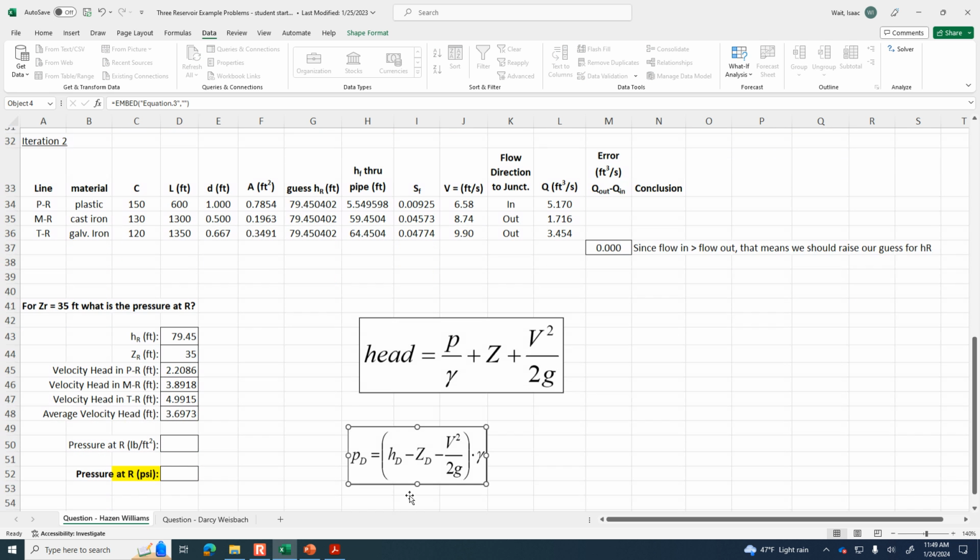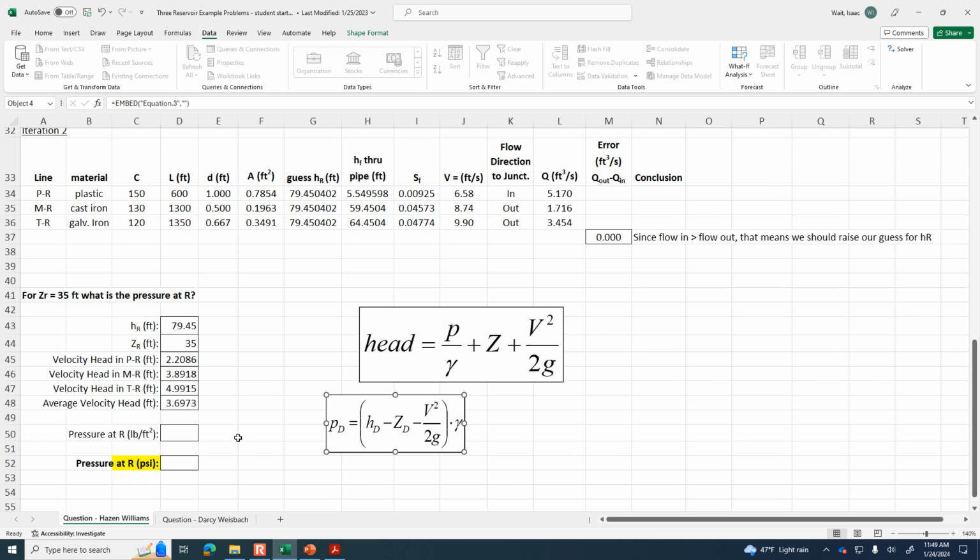So I want to find the pressure at this location. It is the unit weight of water, 62.4 pounds of force per cubic foot, times the head at the junction minus the elevation at the junction minus the average velocity head. And that gives us pounds per square foot, sorry.